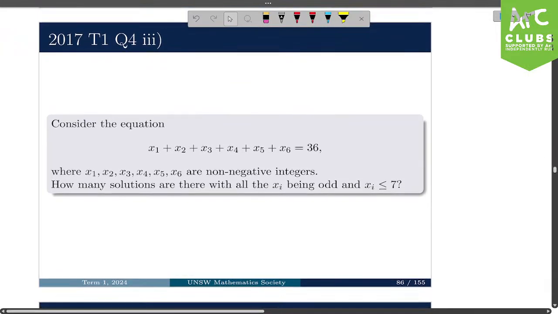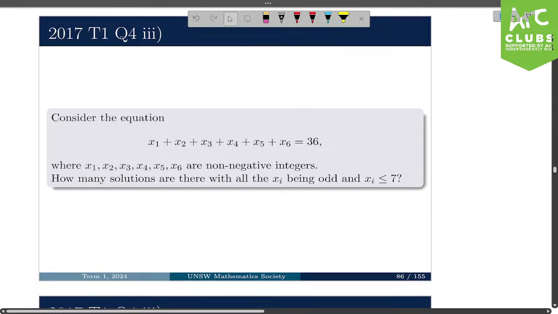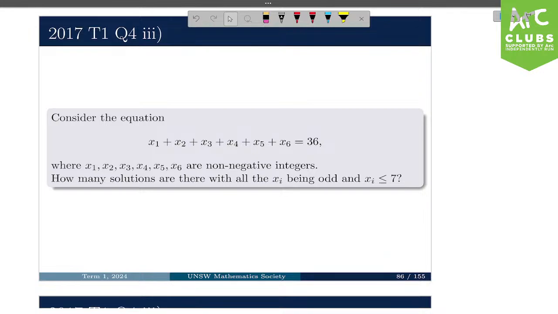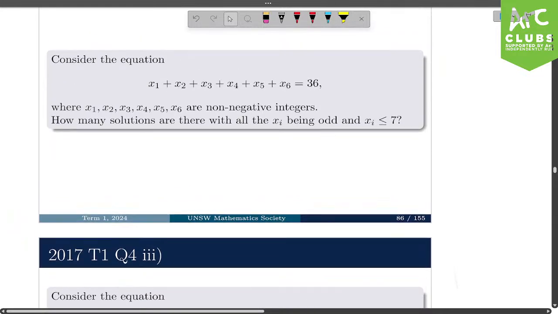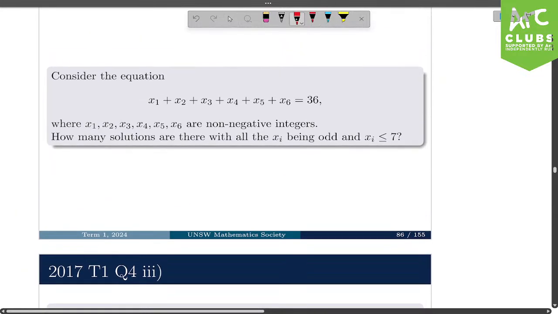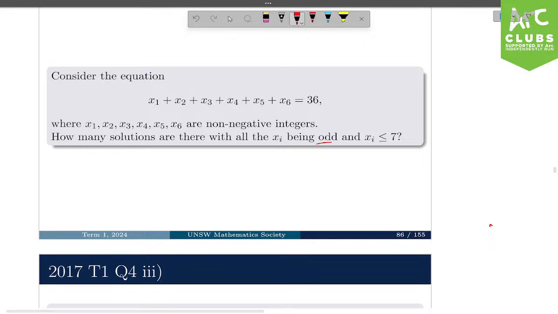So here's 2017, term 1, Q4, part 3. Consider the equation x1 plus x2 plus x3 all the way up to x6 is equal to 36, where all your xi's are non-negative integers. How many solutions are there with all of the xi's being odd and xi's less than or equal to 7? So what we can do first is we want to remove some of the conditions. How could we simplify it being odd?